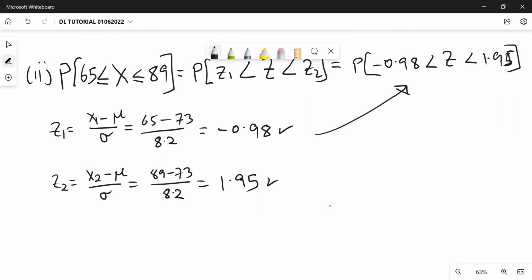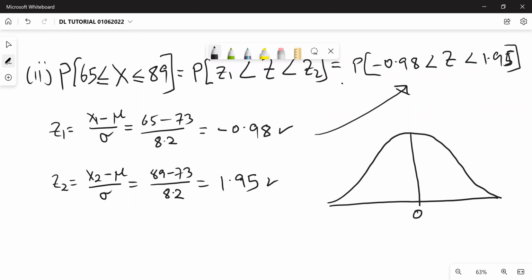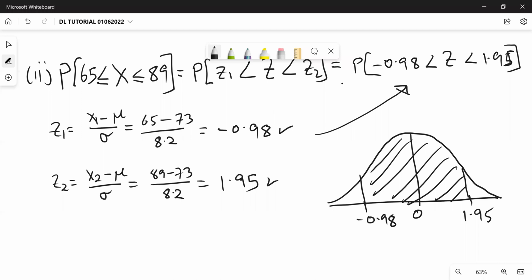Then using our famous sketch, this is what we are looking at. 0 is always at the center. This guy is negative, so minus 0.98. This diagram is never drawn to scale, so don't worry where I've put my minus 0.98. I know it should be very close to 0, but I want to see it clearly. Then 1.95. So I need the area between those 2 points.